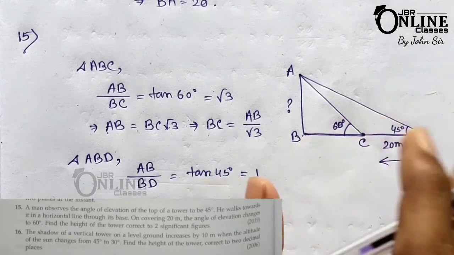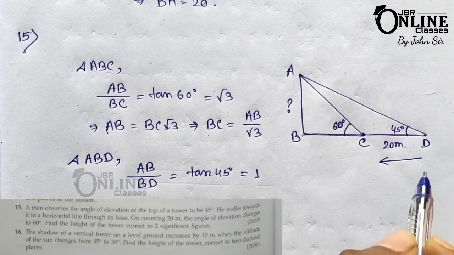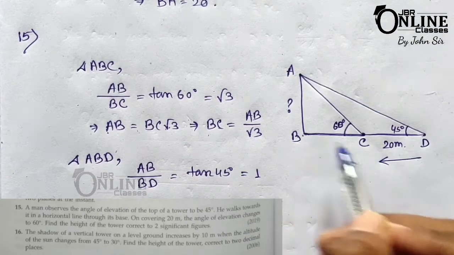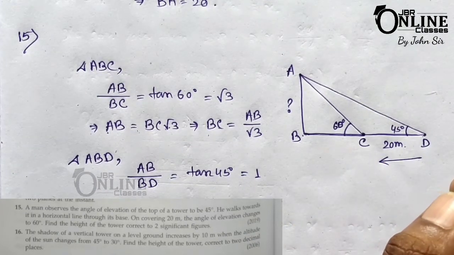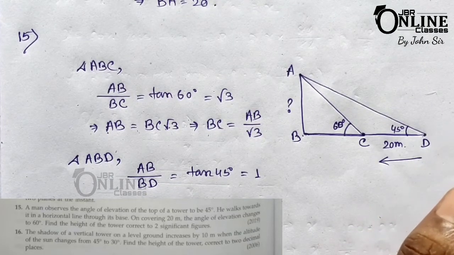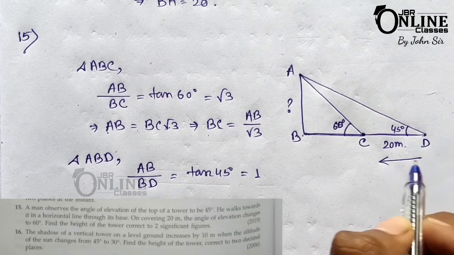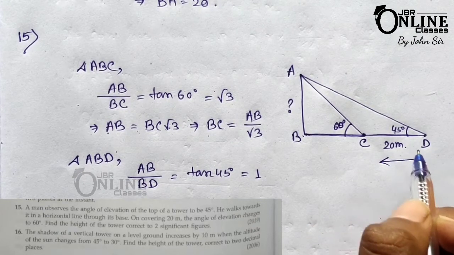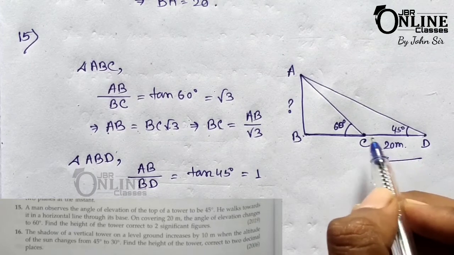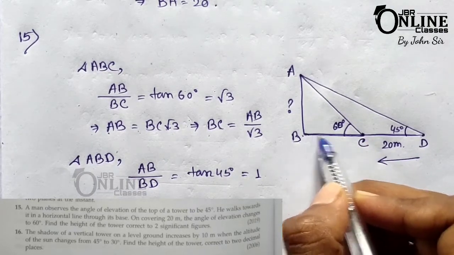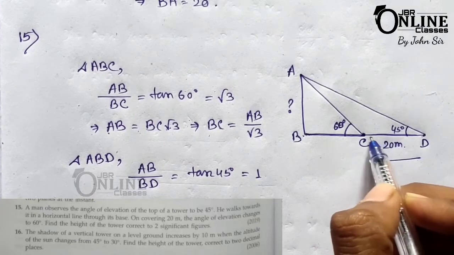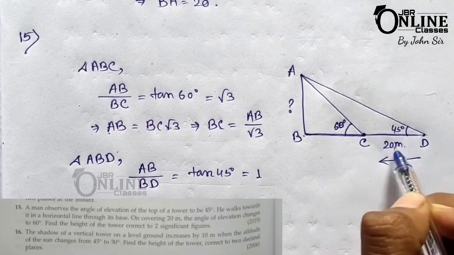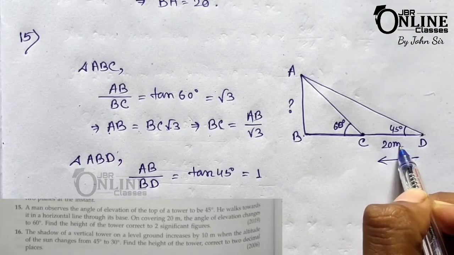Now sum number 16 is the same kind of problem as sum number 15. In sum number 15, that is the first position of the man and he walks towards the tower. But in sum number 16, the shadow of the vertical tower on the level ground increases by 10 meters. So if the first position of the shadow is BC, then it increases, and the second position of the shadow is now BD, increased by 10 meters. So that 20 will be converted into 10 meters.